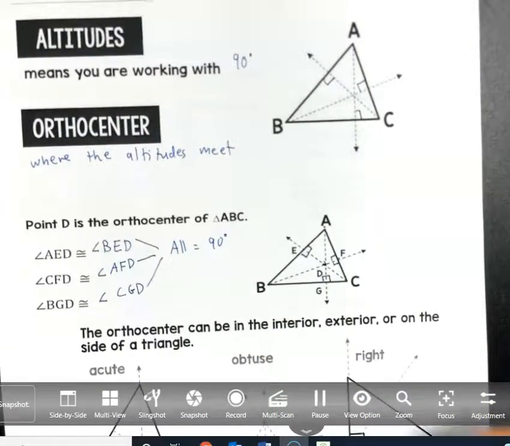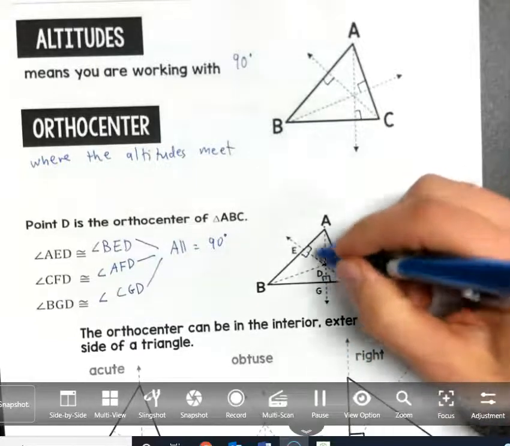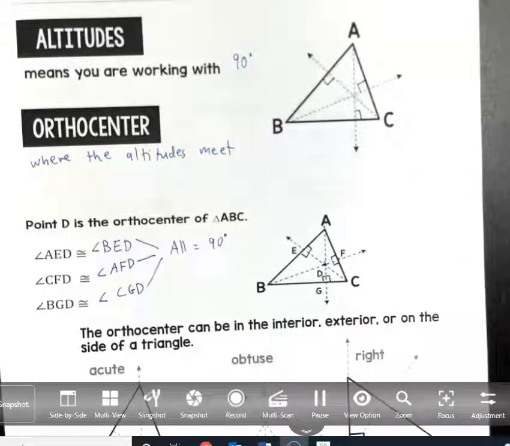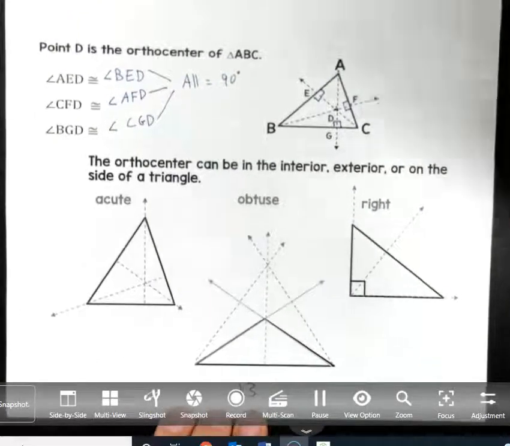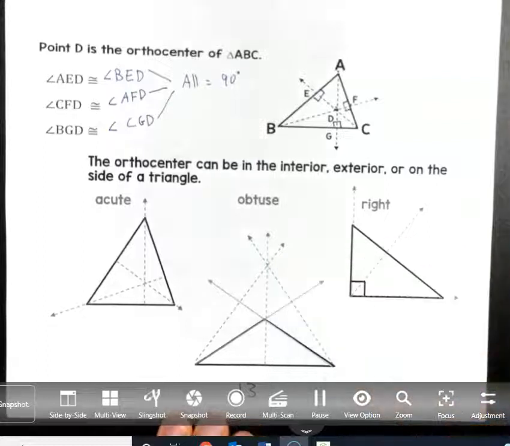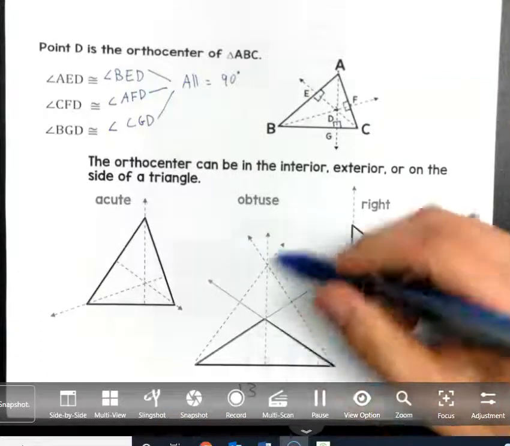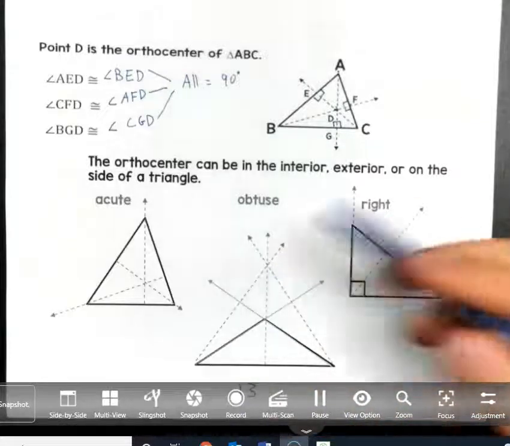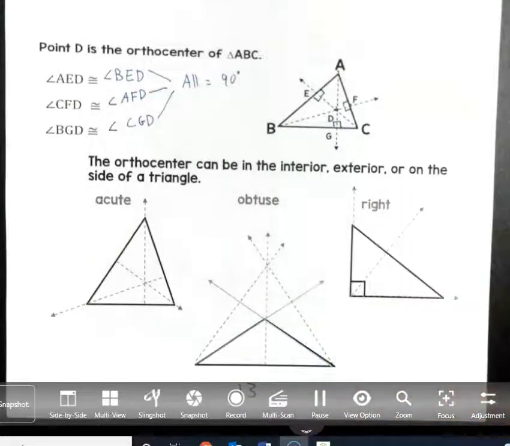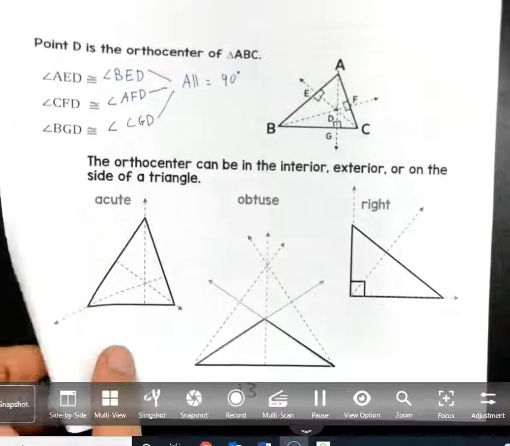And then the last thing is the orthocenter is not always inside the triangle. If you have an obtuse triangle, the orthocenter might be on the outside of the triangle, as you can see right there. Just because certain triangles, your altitude's going to be outside of the triangle. So if the altitude's outside, then your orthocenter will also be outside.